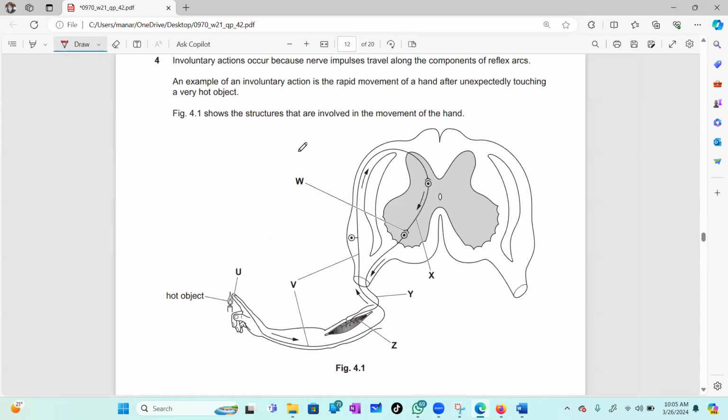Help me label, because they ask you to label. What is W? What is this space between two nerve cells? Quickly. Synapse. Yes, W is the synapse, and they will ask you to discuss exactly what is happening at the synapse. All the supplements, they asked you about the supplements. What is U?